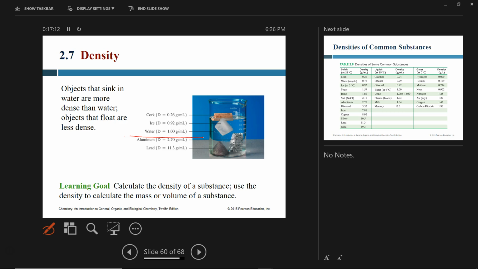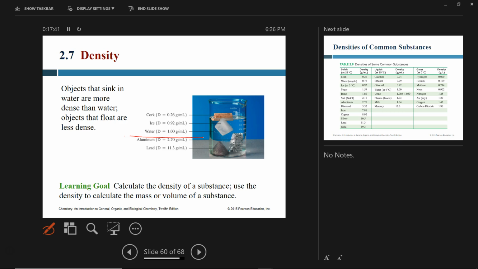Now let me ask you this. Imagine that you have a liquid, say gasoline, which has a density of approximately 0.85 gram per mil. If you very carefully pour gasoline over water, what's going to happen? It's going to float, right? It's not going to sink.